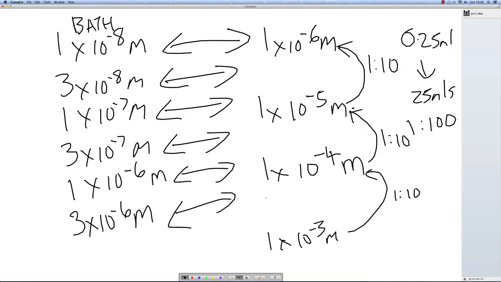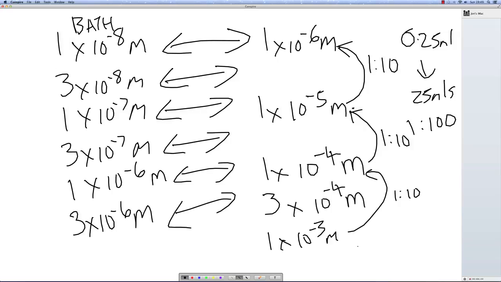What about 3 times 10 to the minus 6? What do you need inside the test tube to get that? We'll need 100 times concentrated, which is going to be 3 times 10 to the minus what? Yep, that's right. It's 3 times 10 to the minus 4 molar. Ooh, how are you going to get that?